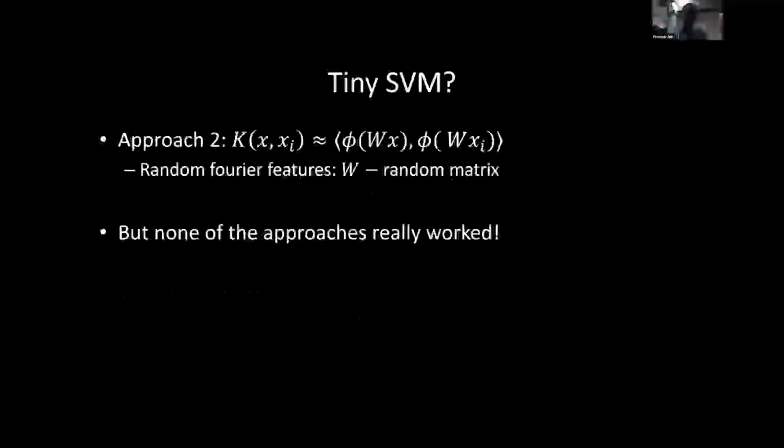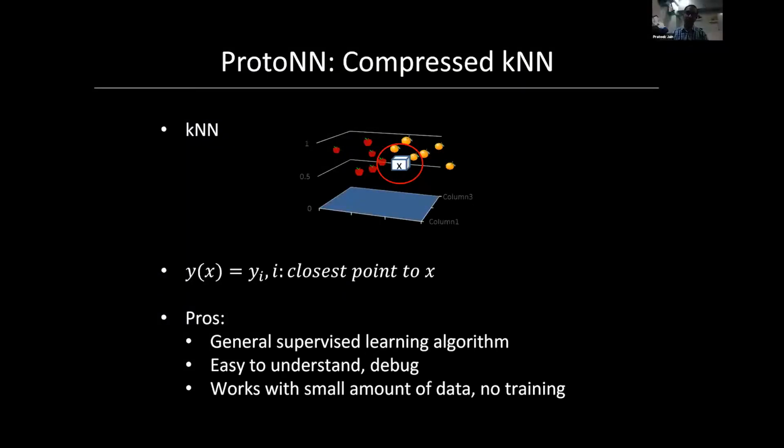All right, so let's look at Proton. While I view Proton as a tiny support vector machine method, it is much better motivated through k-nearest neighbor. K-nearest neighbor is also like a support vector machine method with slightly different objectives. So let me briefly recall what a k-nearest neighbor method is.